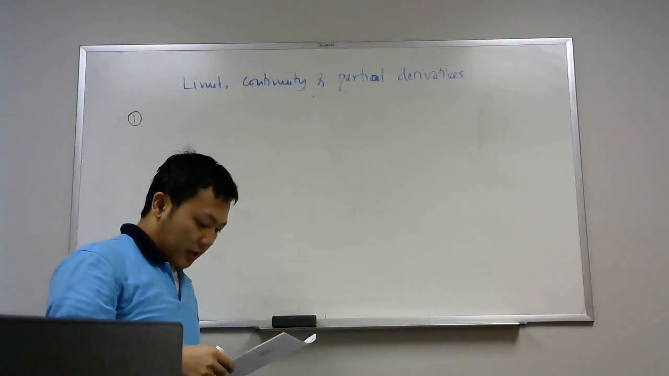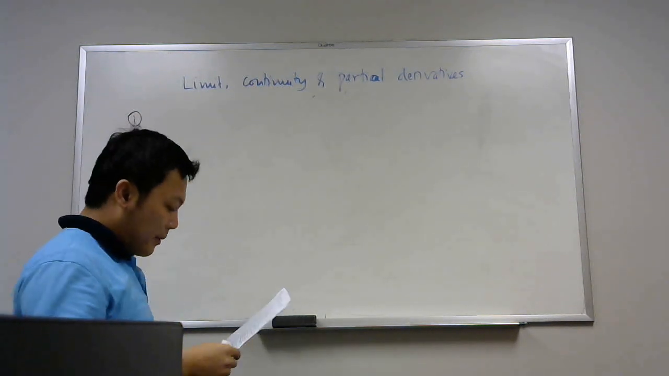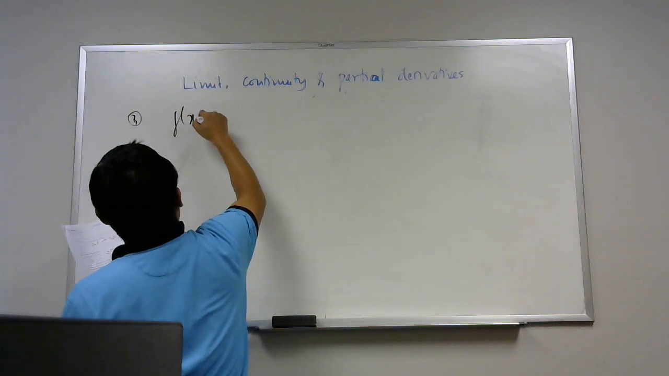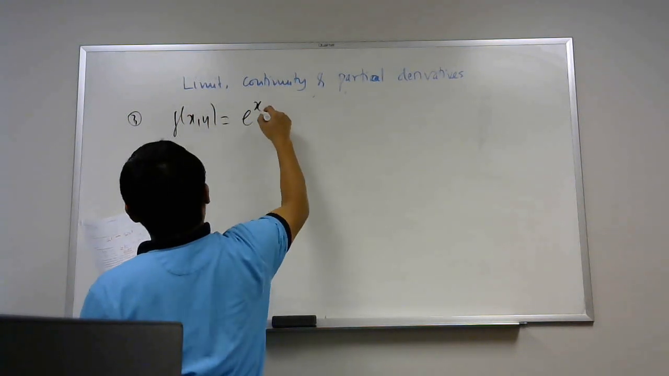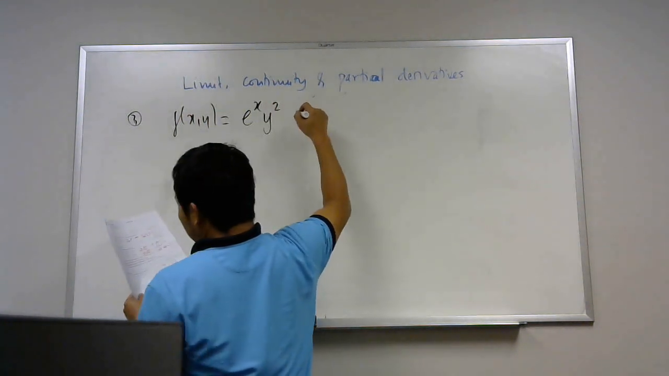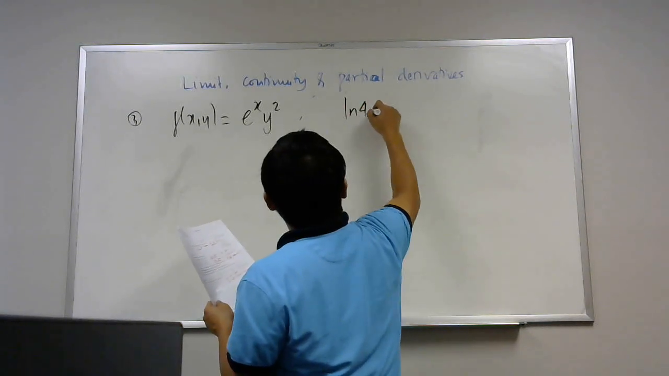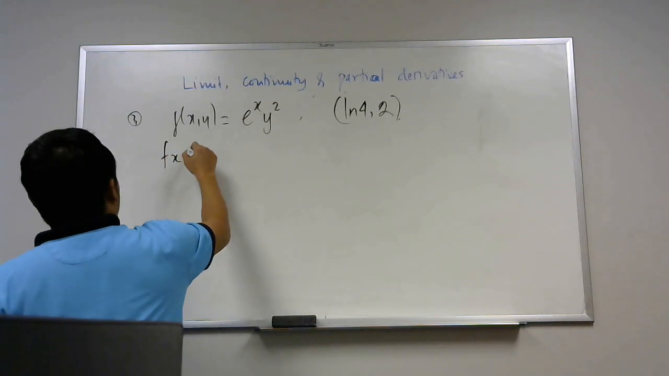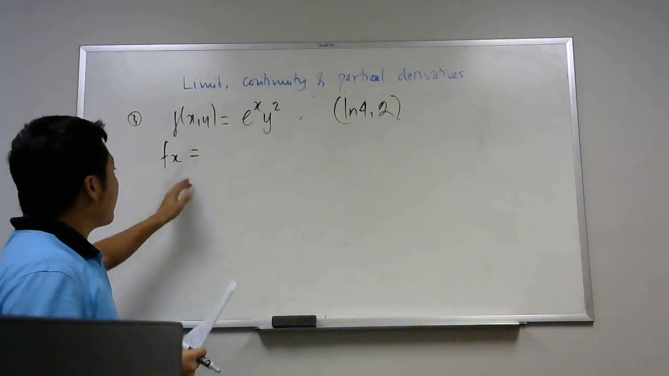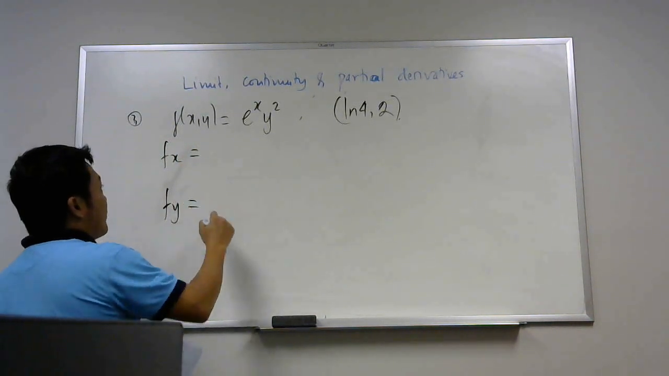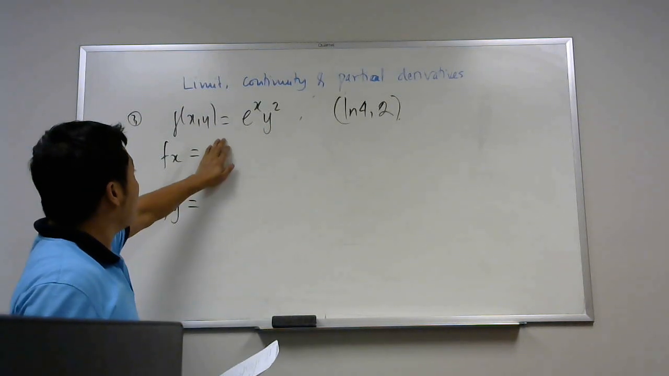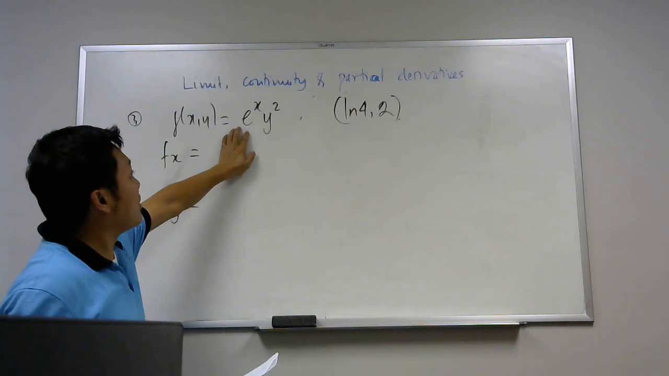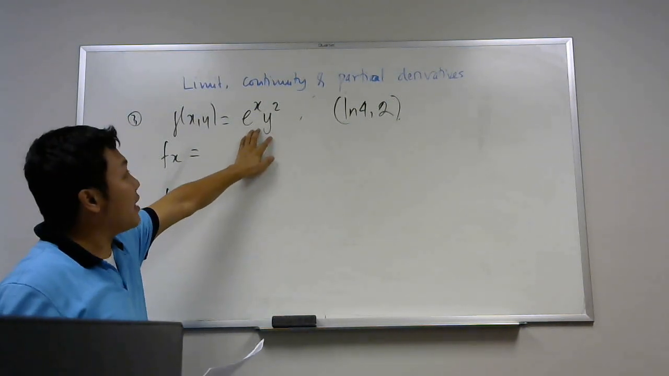All right, next question, we move to partial derivatives, right? Question 3, you have f of x and y equal to e to the x y squared, and the point is (ln 4, 2). They ask us to evaluate the partial derivative with respect to x and the partial derivative with respect to y. So we know partial derivative, right? The partial derivative with respect to x is the derivative of this function when you consider y as a parameter.